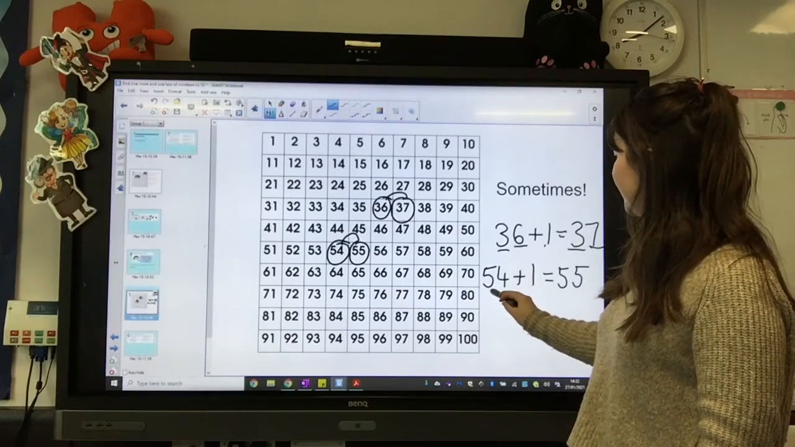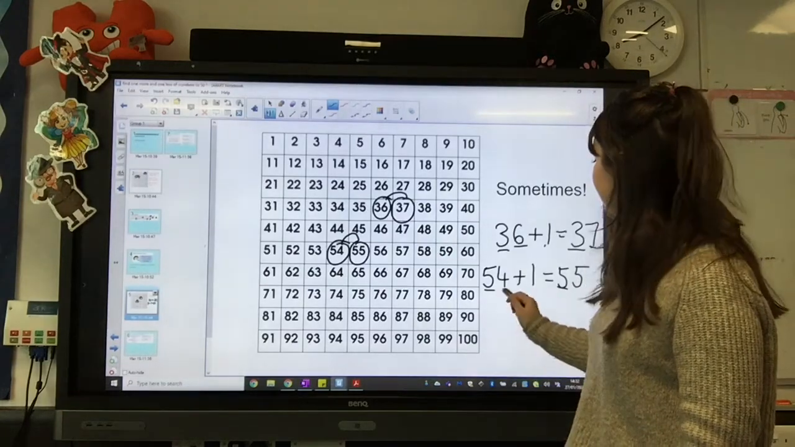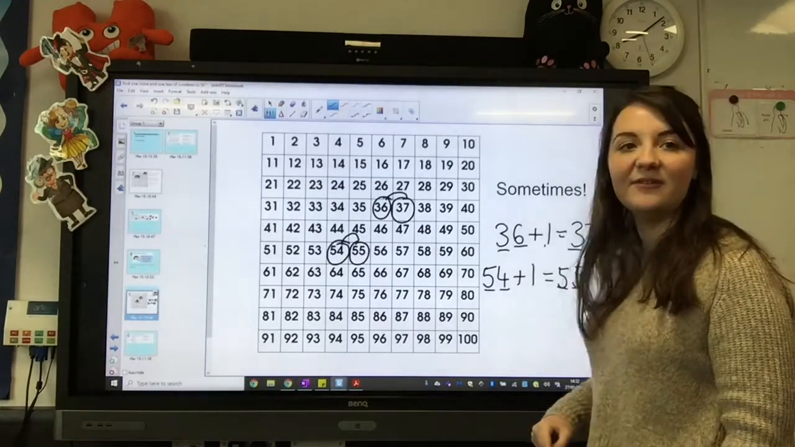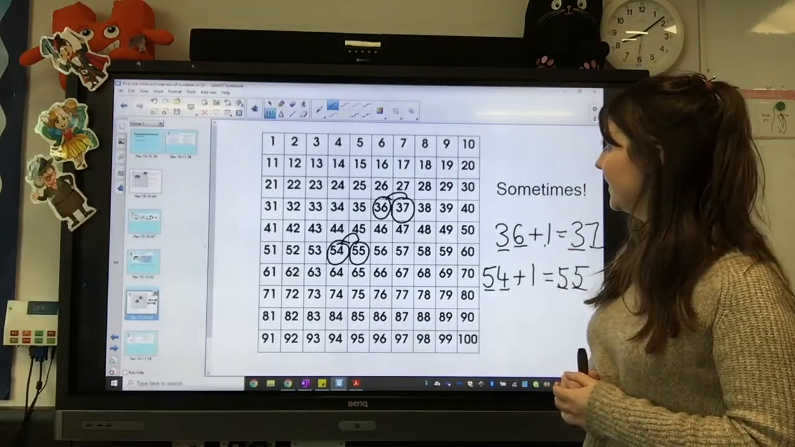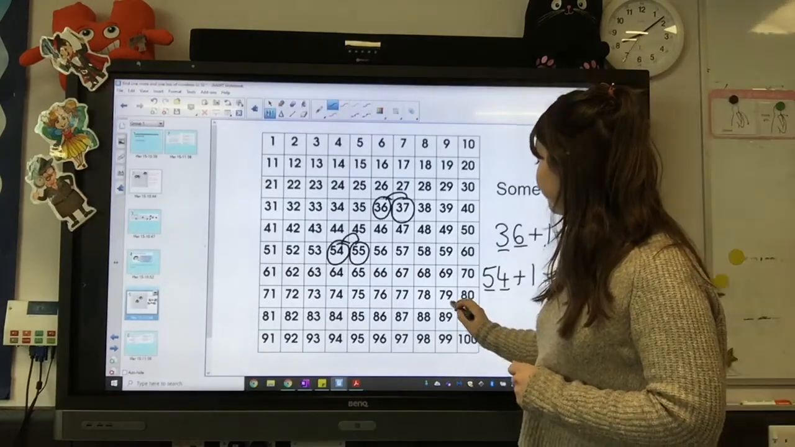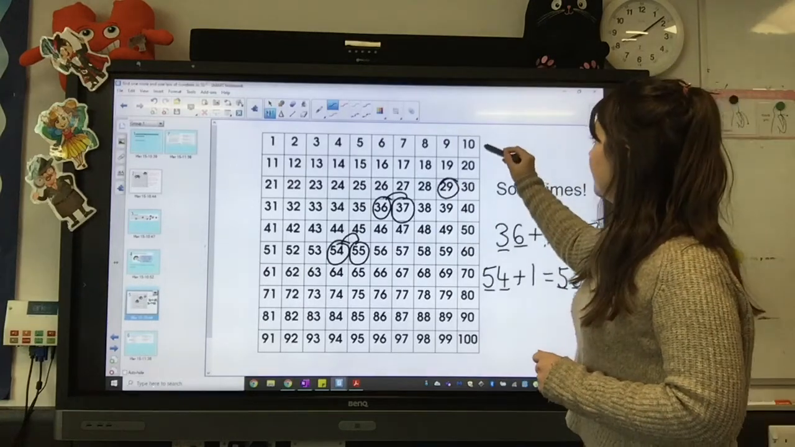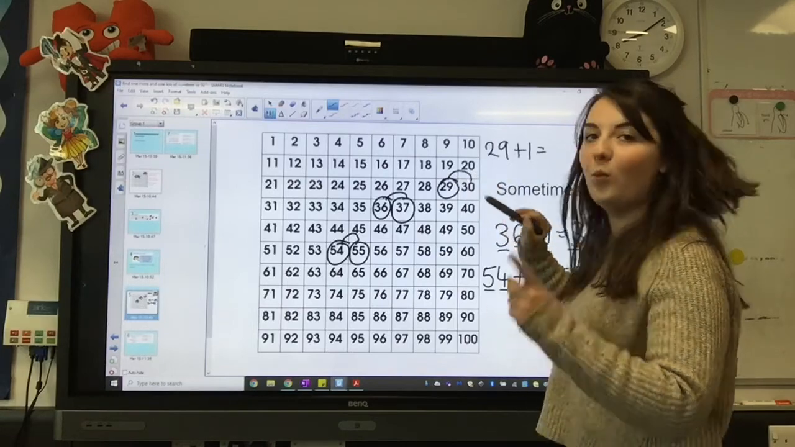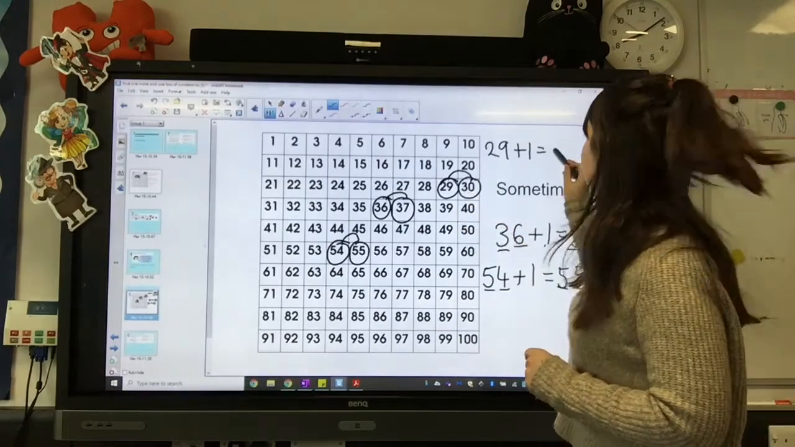Okay, my tens column is still 5. We still have 5 tens. My ones column, oh, we've gone from 4 to 5. It's increased by 1, so yes, the ones column has changed. If I look at the number, let's look at 29. 29, and I want to add 1. So I'm going to jump 1 forward. I've landed on the number 30.